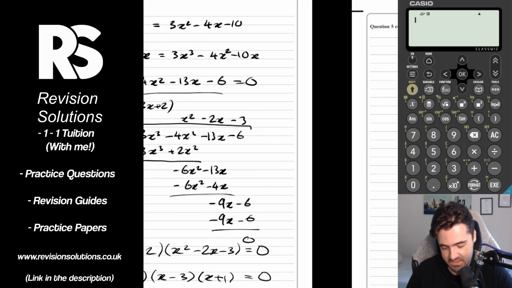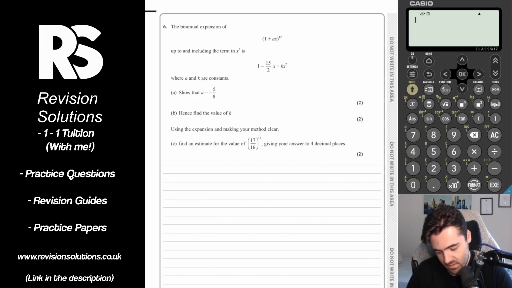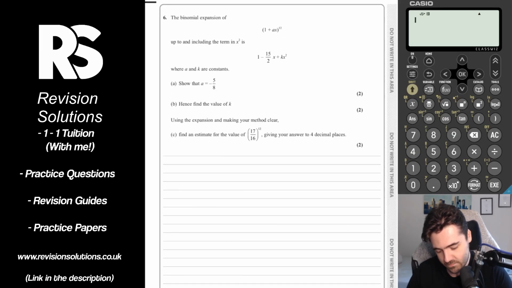Moving on to question 6. It says the binomial expansion of 1 plus ax to the 12 up to the x squared term is 1 minus 15 over 2x plus kx squared, where a and k are constants. Can we show that a is minus 5 over 8? Well, to use that information, we're going to need to do our own expansion. So let's do that first.